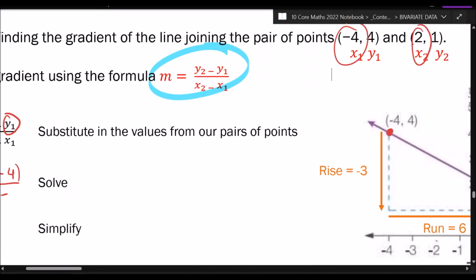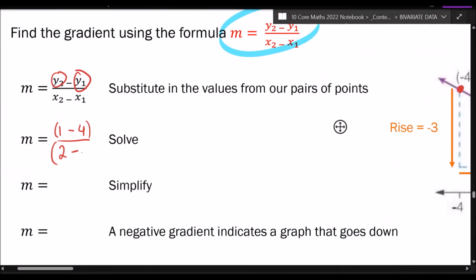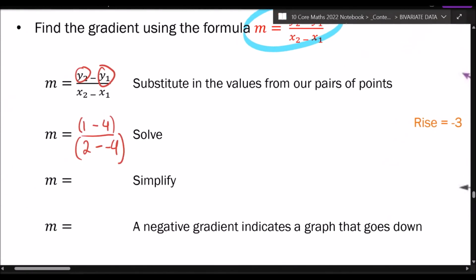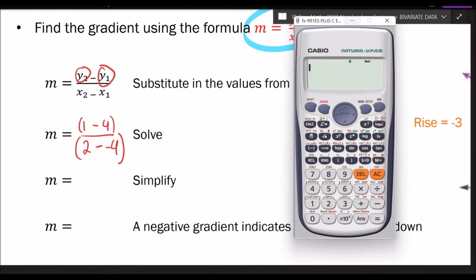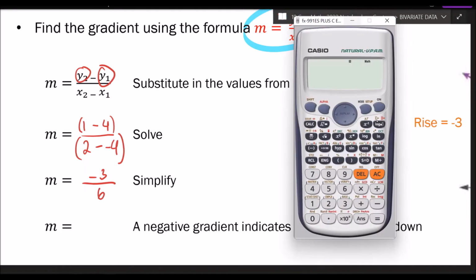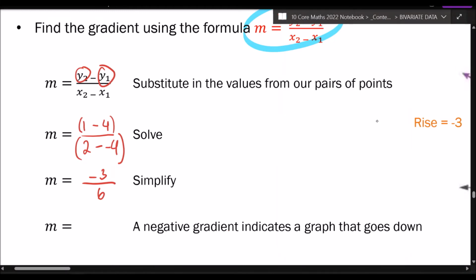Now watch out for that negative. Minus negative 4. When you put the double negative in your calculator, it's going to become a positive. Actually, let me just solve it. So 1 take away 4 is negative 3. And then 2 minus negative 4 will be 2 plus 4, which equals 6. You can check your calculator. And if I simplify it, it'll be negative 1 over 2.